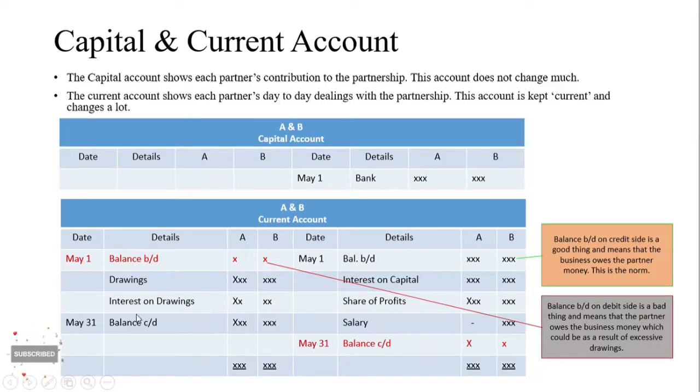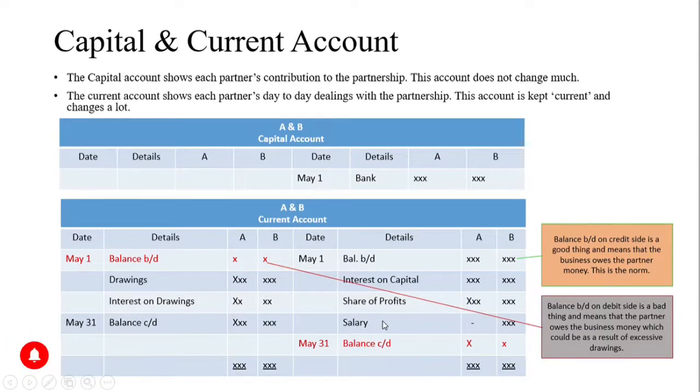On the debit side of the current account, we have all the items that would decrease a partner's stake in the partnership. So we have drawings here and interest on drawings, right? And on the credit side, you would have all the things that would increase a partner's stake in the partnership. For example, you would have interest on capital, you would have share of profits, right? You would have salary. Now, in the example, A did not work in the business in the appropriation account, so you realize that he doesn't get a salary here.